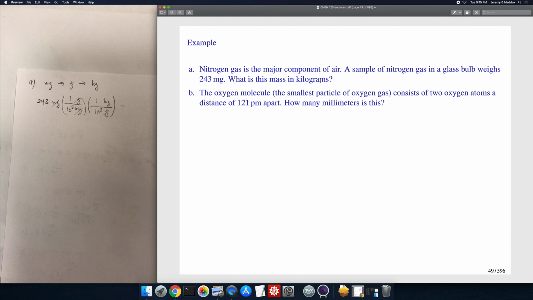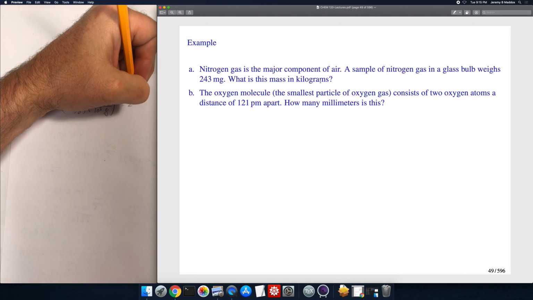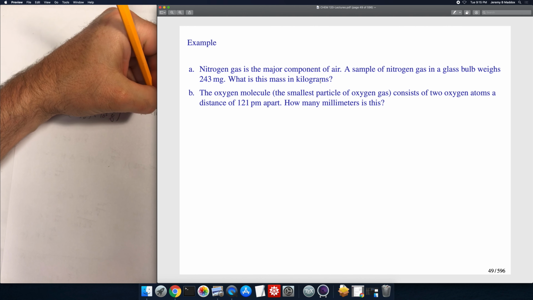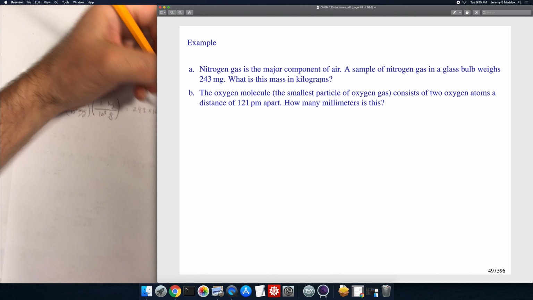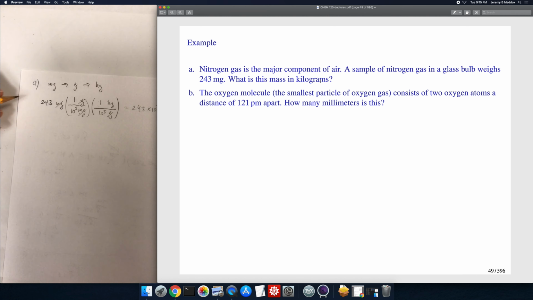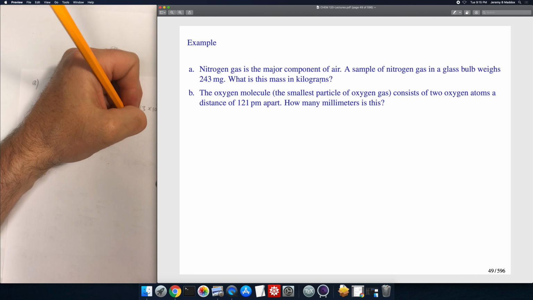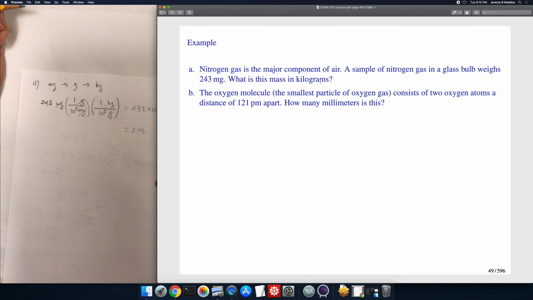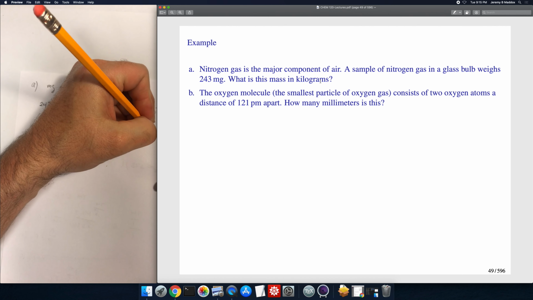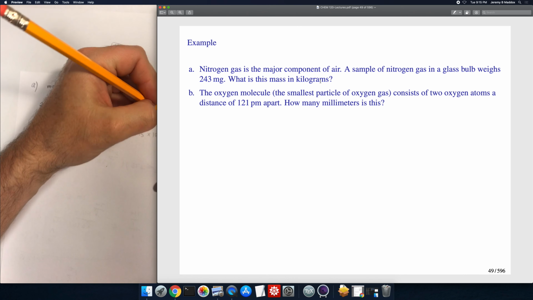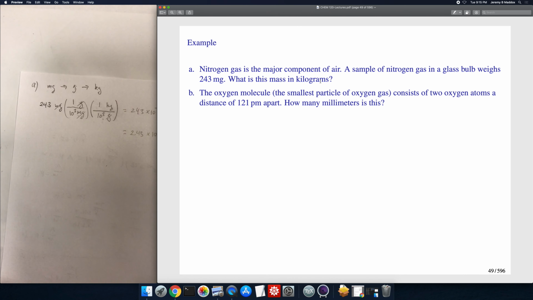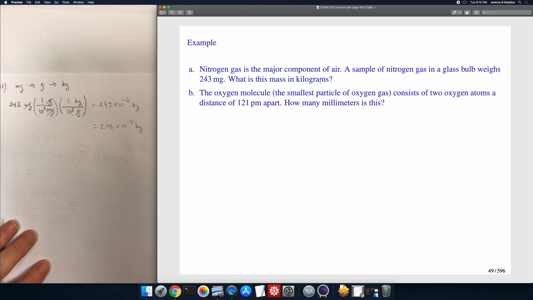So this is going to wind up being 243 times 10 to the minus 6 kilograms. And I'm going to put that in proper scientific notation. I'm going to write that as 2.43. I've made the significand smaller, so I need to make the exponent bigger by a factor of 10 to the 2. And so we're going to do 10 to the minus 4 kilograms. There you go. Let's do the next one as well.